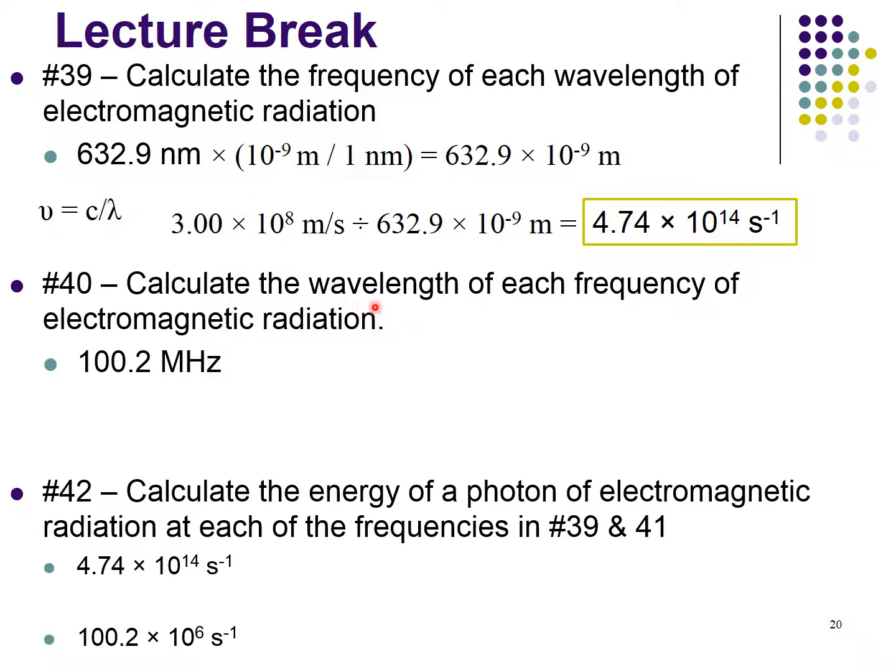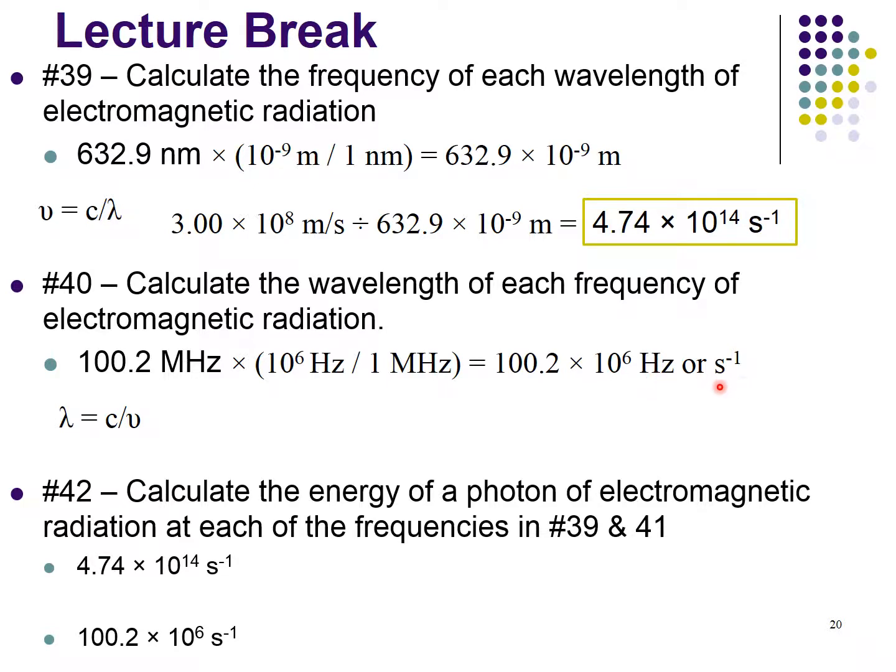This one's the same but opposite. Calculate the wavelength of each frequency. So we have 100.2 megahertz. Same equation, just a little bit of rearranging. We need to turn those megahertz into just hertz. So again, we're using our prefix conversion factor of mega, which is 10 to the 6th. So again, I'm just kind of taking the easy way out here. 100.2 times 10 to the 6th hertz, which is the same as seconds to the negative 1.